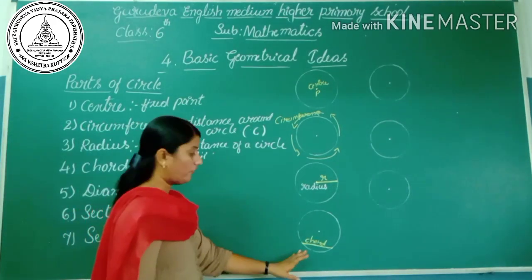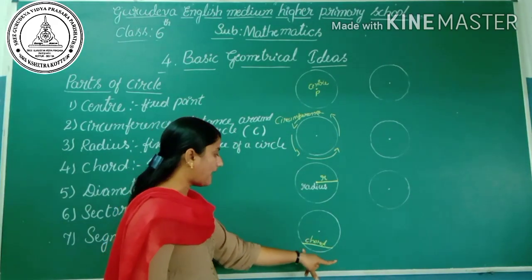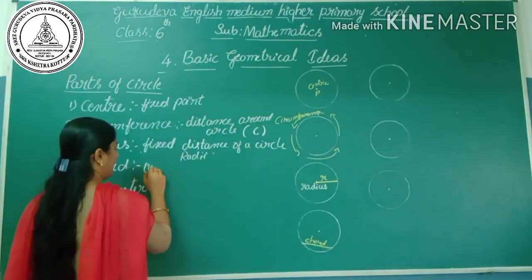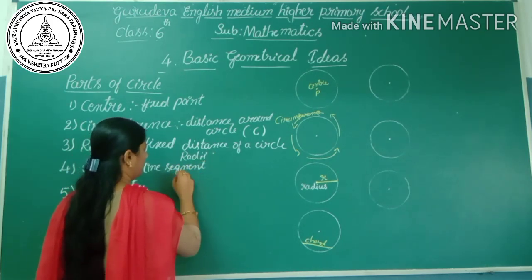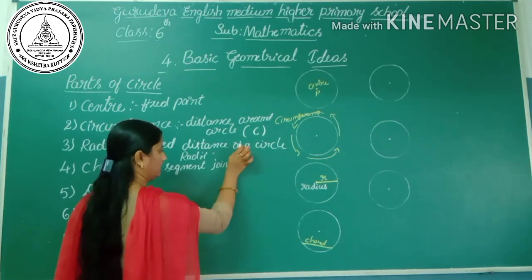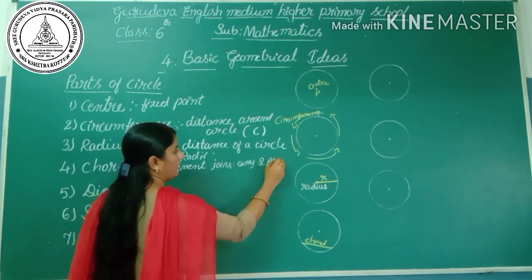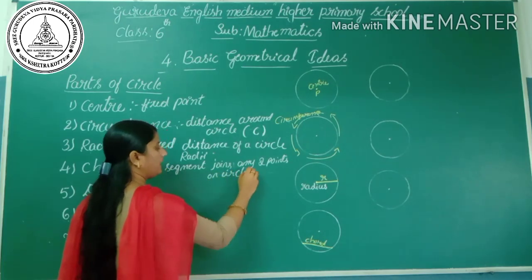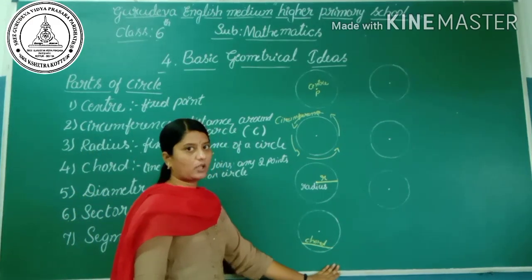A line segment which joins any 2 points on the circle is called a chord of the circle. A line segment which joins any 2 points on the circle is called a chord, right?